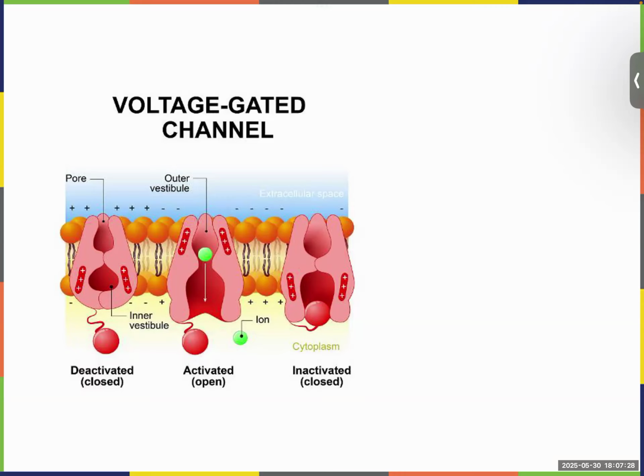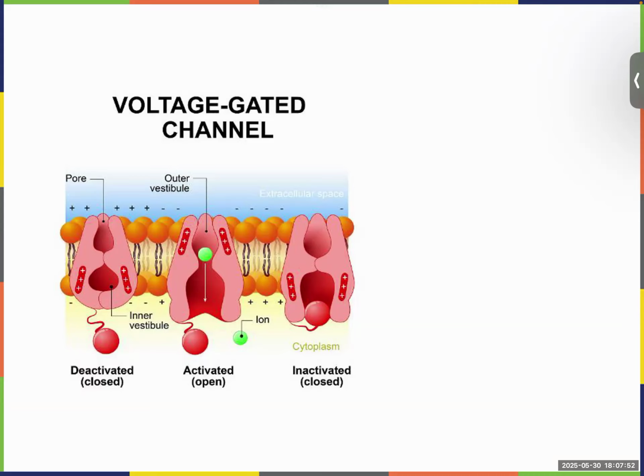where it's positive on the outside and negative on the inside, because there's more sodium on the outside than potassium on the inside. And then once it changes and we see it's flipped, the charge is more negative on the outside of the cell than the inside. Then it opens, the ion comes in, and then it closes. So that's a little bit different there between the two.